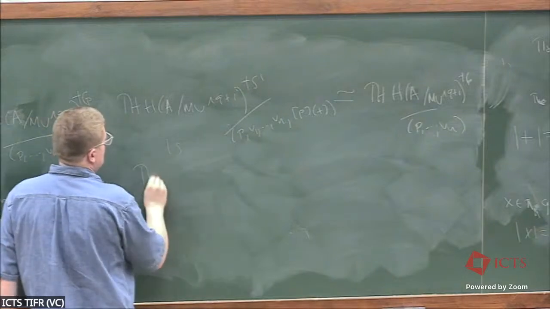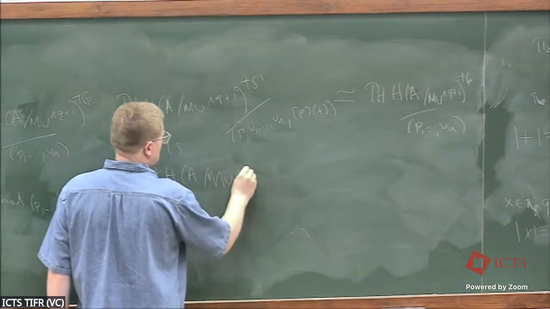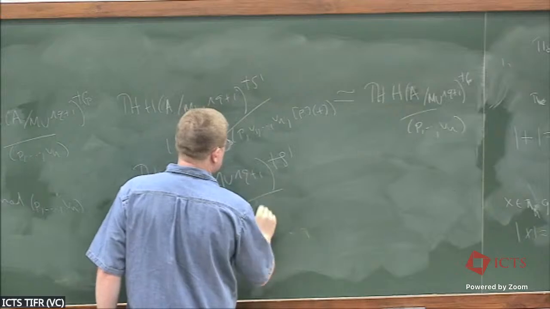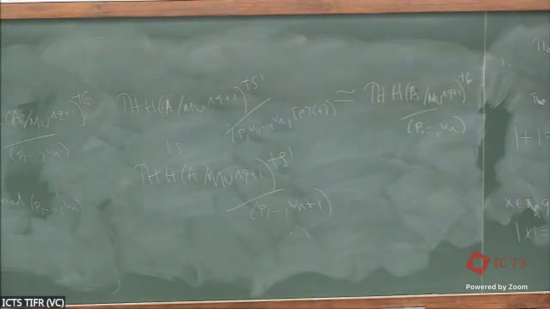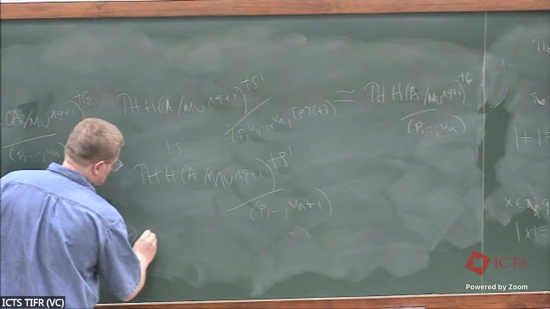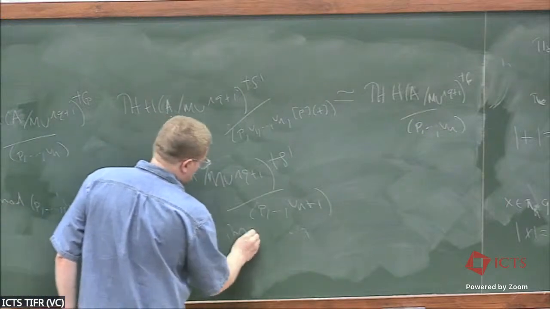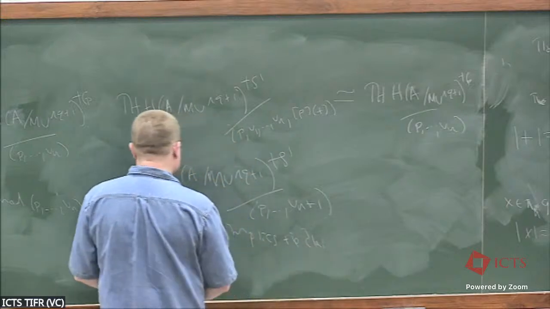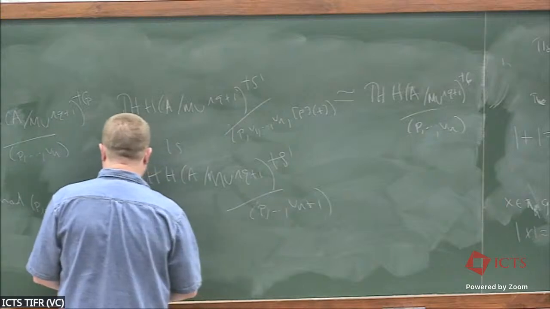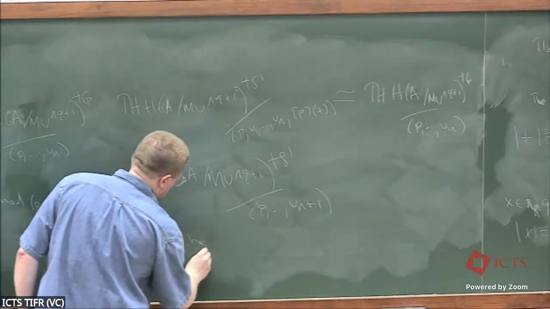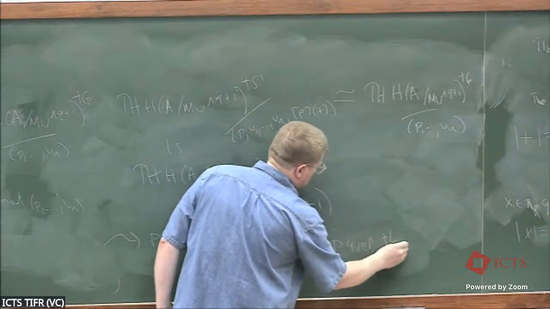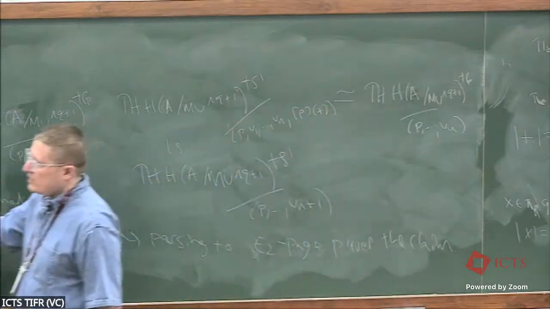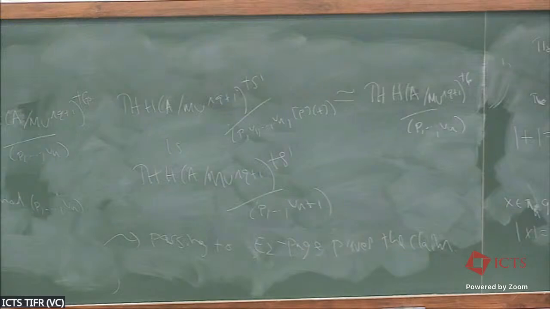And then this we identified with THH of A, MU smash, mod P through Vn plus 1. So that's how you prove this. And then you have to use descent. Or I guess maybe I should just say not even descent. It's really just passing to the E2 page. So you can think of this explicit cobar complex as the E1 page of this spectral sequence, and then when we pass to the E2 page, we get this.